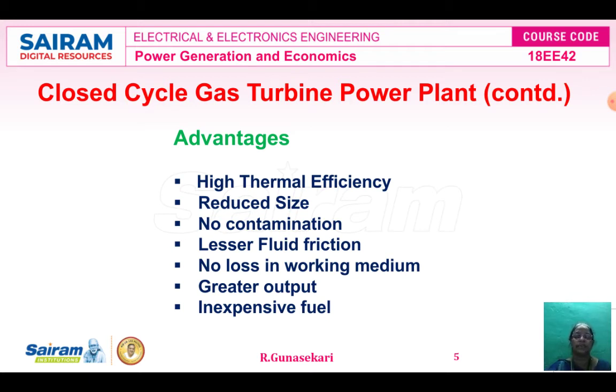Then reduced size. The size of the power plant is reduced. Here no contamination occurs, and lesser fluid friction occurs in the closed cycle gas turbine power plant compared to open cycle. No losses in the working medium. Here the working medium may be air or gas. The output of the closed cycle power plant is greater than the open cycle. And then the fuel is inexpensive in the closed cycle gas turbine power plant. So these are the advantages of the closed cycle gas turbine power plant.